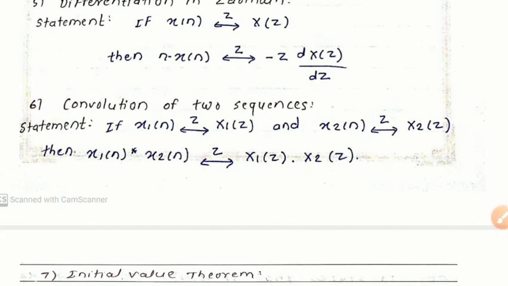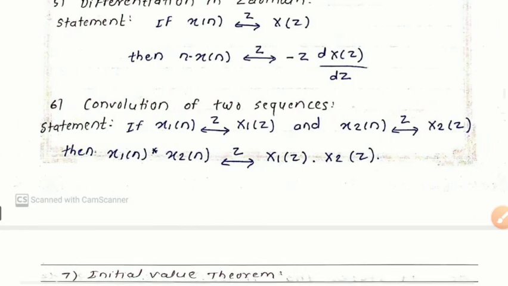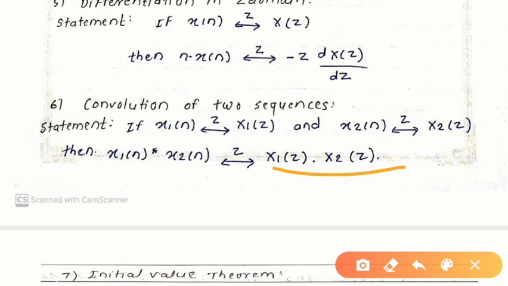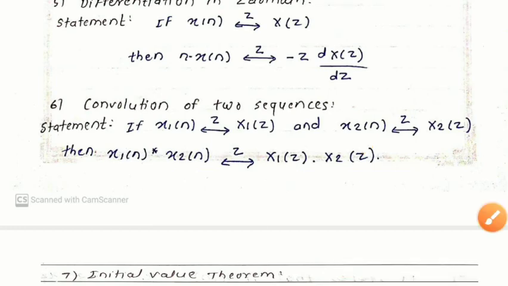So it is nothing but the multiplication property. For the two sequences given, the first sequence is x1 of n, and the second sequence is x2 of n. If you want to find its convolution, its Z transform will be the multiplication of these two Z transforms. This is the Z transform of x1 of n, and this is the Z transform of x2 of n. So this is the convolution property of two sequences.